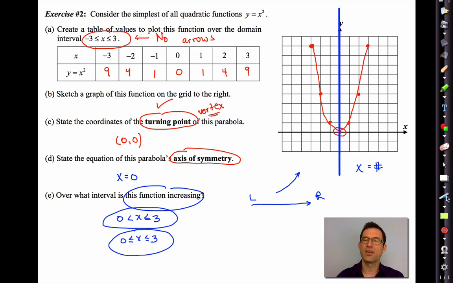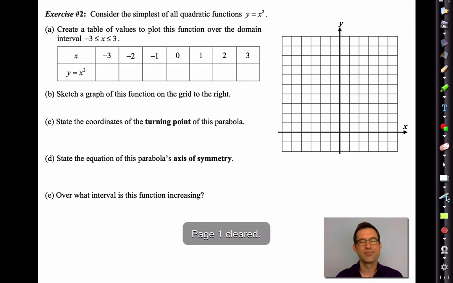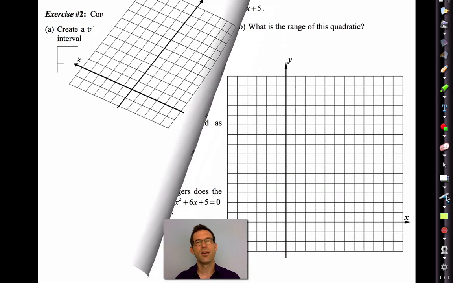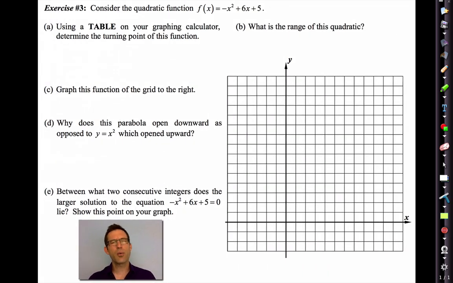All right, let's clear out the text and keep working. Exercise 3. Now we're going to get into our calculator tables a bit. Consider the quadratic function f of x equals -x squared plus 6x plus 5. And the first thing it asks us to do is to use a table in our graphing calculator to try to figure out the turning point of this function. Let's see how to do that.